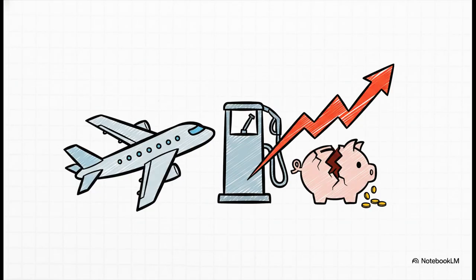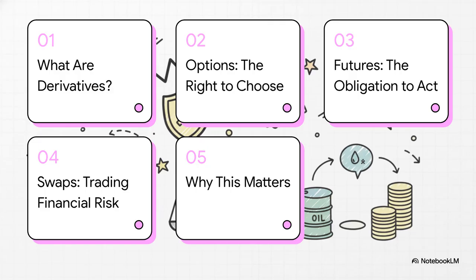And this is a huge problem. So, how do they keep themselves from being completely at the mercy of the market? Well, turns out they use a powerful set of tools designed specifically to manage this exact kind of risk. So what's in this financial toolkit? Well, here's our game plan.